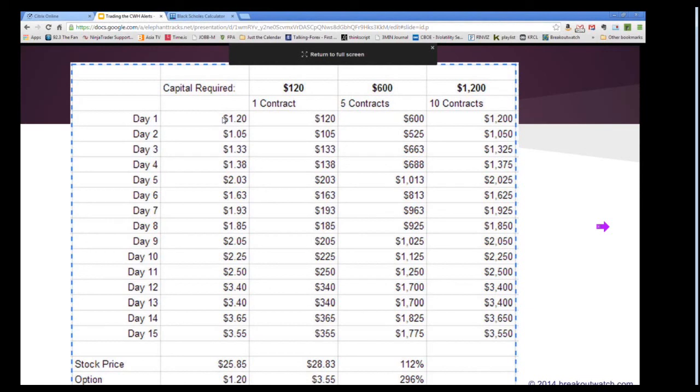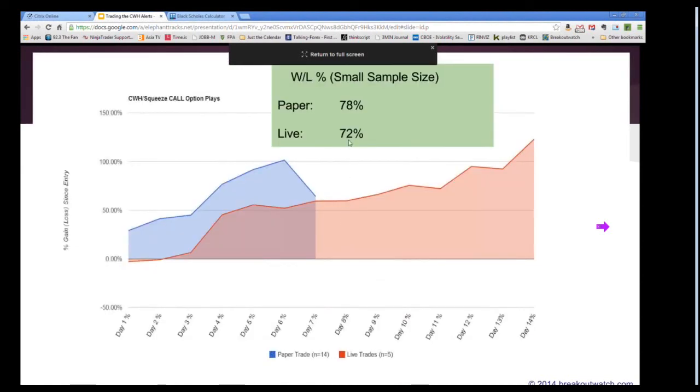And what was the average gain on the real option trades? I think you showed that as 72%, right? That's not the gain, that's the percentage that won. This is the gain right here. So the red, let's pick halfway through. In the paper trades, the average gain was whatever that is, 50-something%, and the live trades were just slightly below that. That's me getting out too soon.